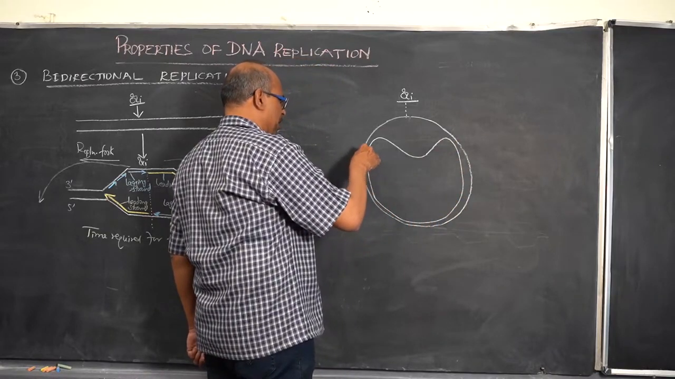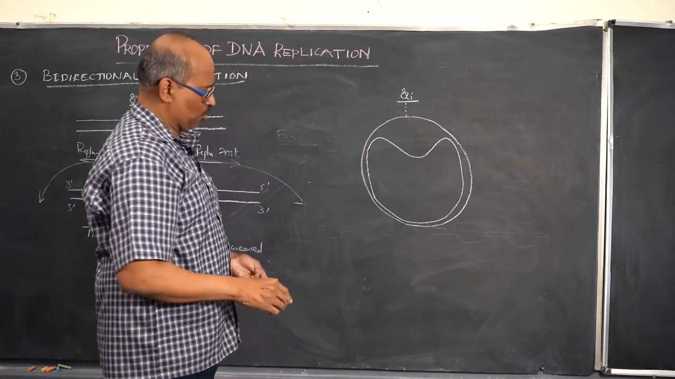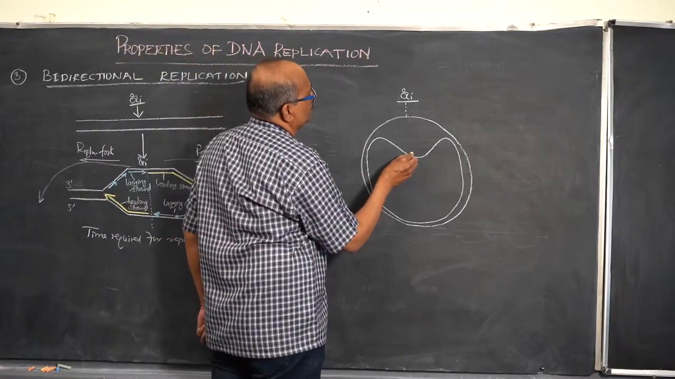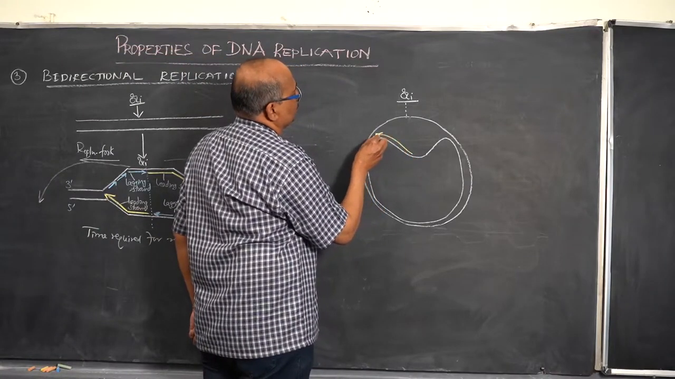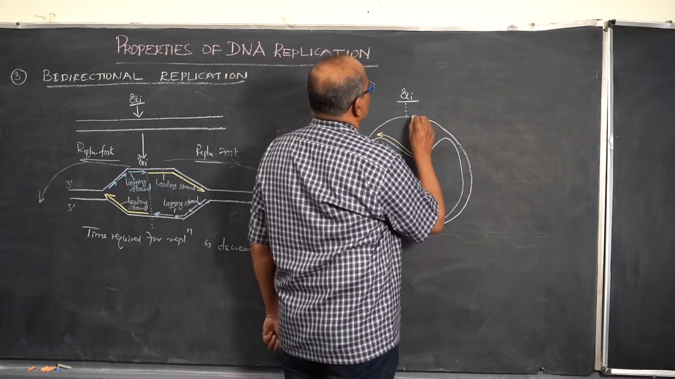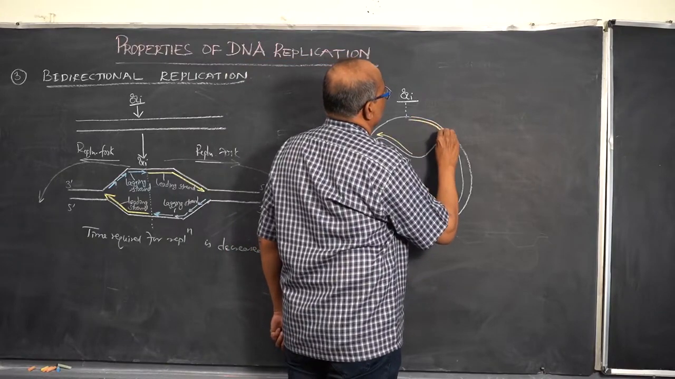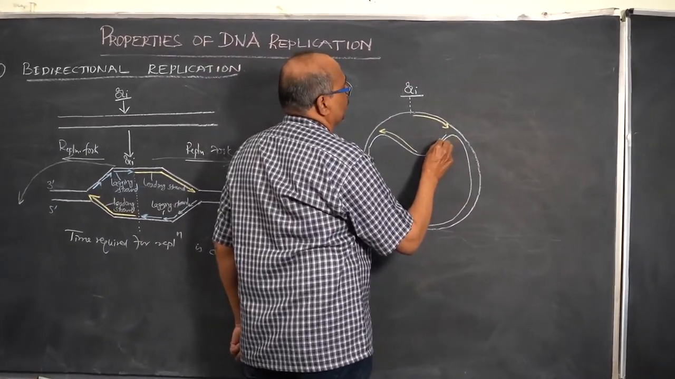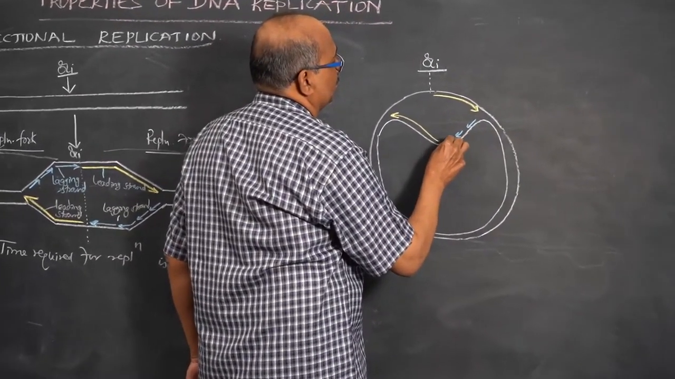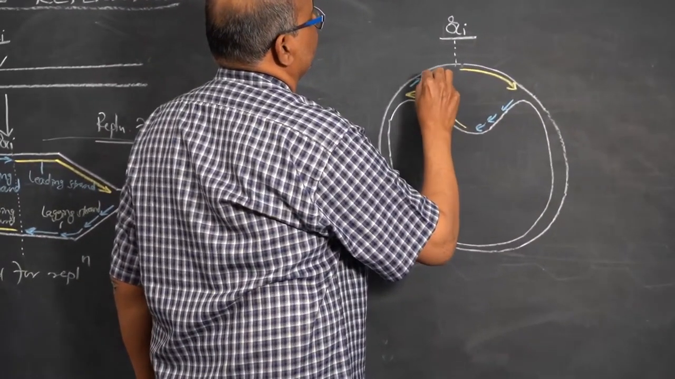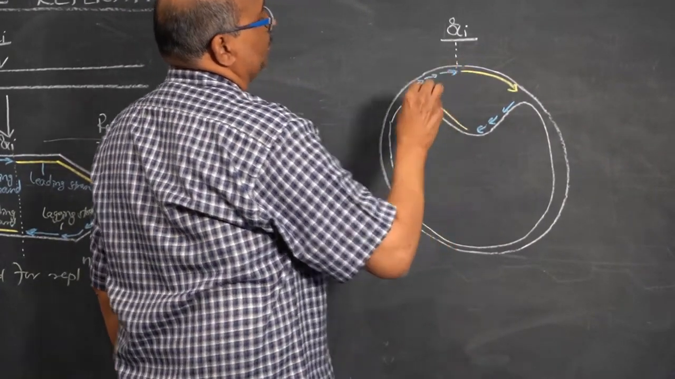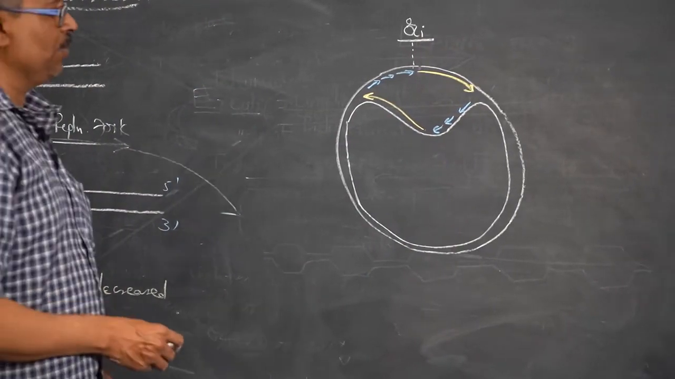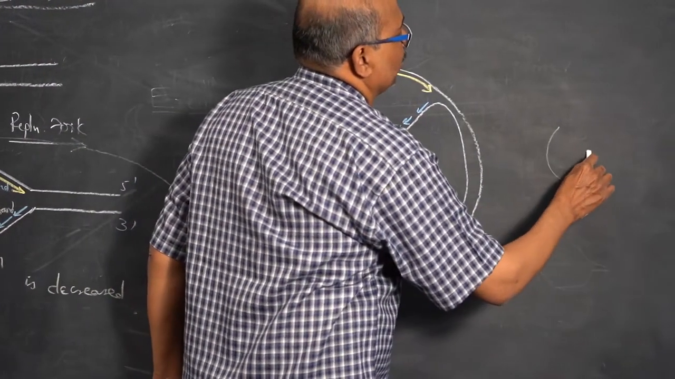This is how the DNA replication occurs under the electron microscope. So this is the leading strand. This is the lagging strand. So when you observe under the microscope, it appears this way.